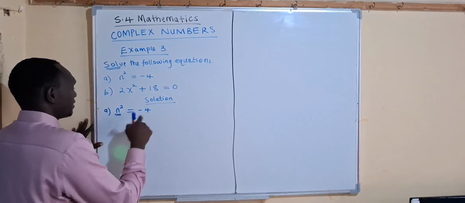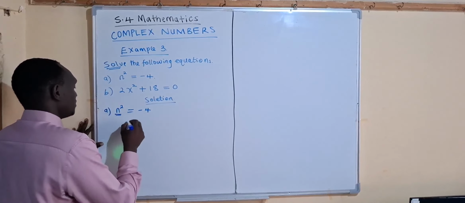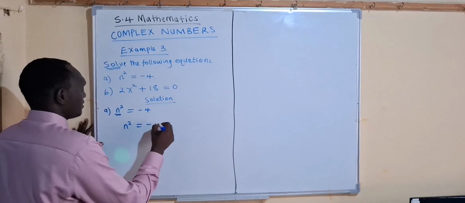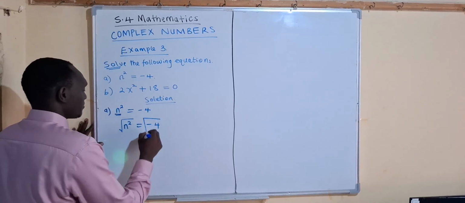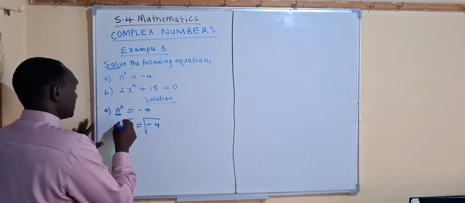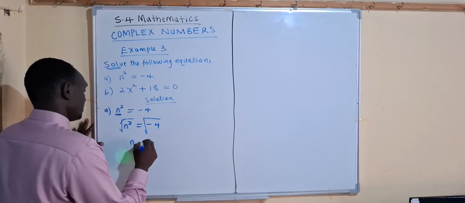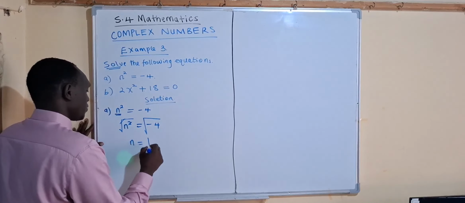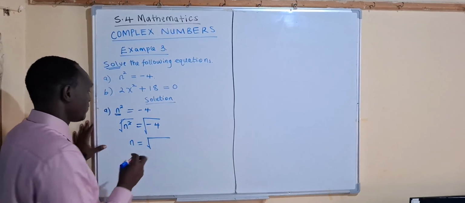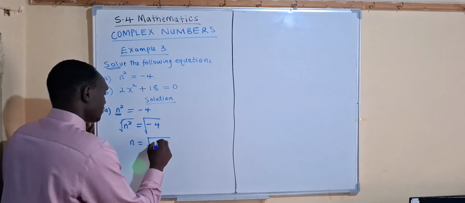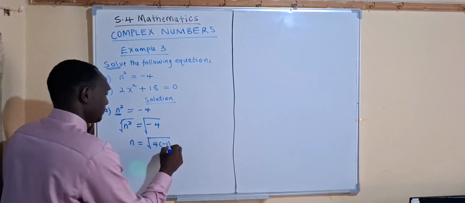So n squared equals -4. For us to get n alone, we must get rid of the square, so we take the square root on both sides. This and this will cancel. Therefore, n becomes the square root of -4. But what is -4? -4 is the same as 4 times -1.